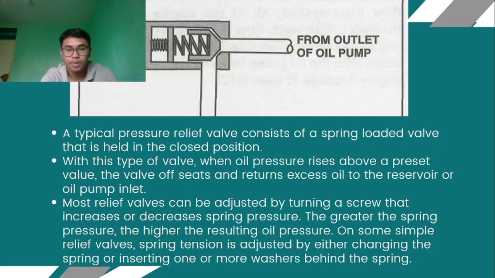Typically, pressure relief valve consists of a spring-loaded valve and it is held in a closed position. So, ito yung spring. Tapos, na-adjust siya. Paano siya na-adjust? By turning the screw to increase or decrease the spring pressure. Tapos, either spring siya or ina-adjust nyo siya through spring or nag-insert kayo ng washer. So, doon siya na-adjust, yung ating pressure relief valve.